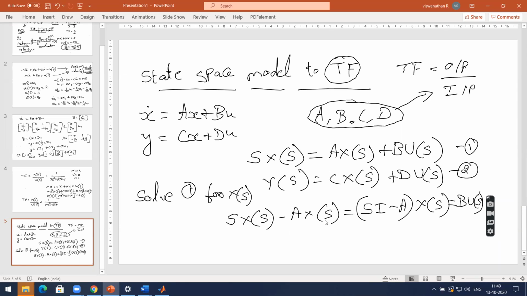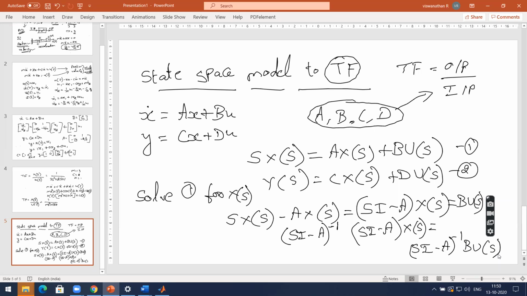Now you have (sI minus A) X of s is equal to B U of s. For this you multiply both sides with (sI minus A) inverse. (sI minus A) inverse into (sI minus A) X of s is equal to (sI minus A) inverse B U of s. I multiplied (sI minus A) inverse on both sides. Can I cross this? What is (sI minus A) inverse into (sI minus A)? It is 1. So I'll just cross these two out. So what will X of s be equal to?